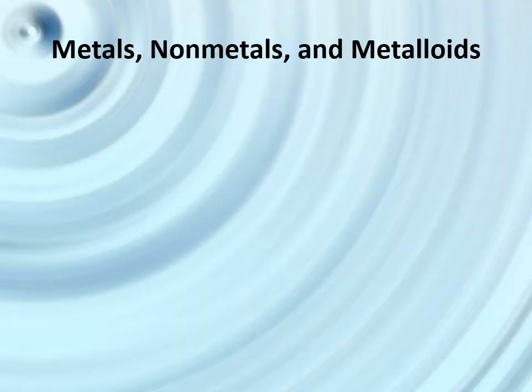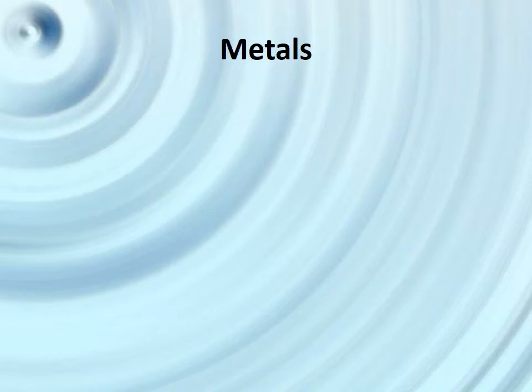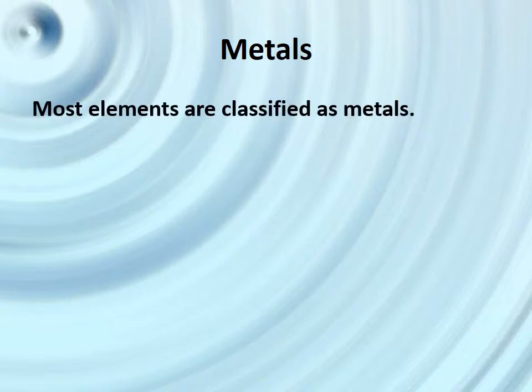Now let's look at three classes of elements. We're going to look at the metals, nonmetals, and metalloids. First, let's look at the metals. Most of the elements are classified as metals. You can see this if you will review the video that we started out with.